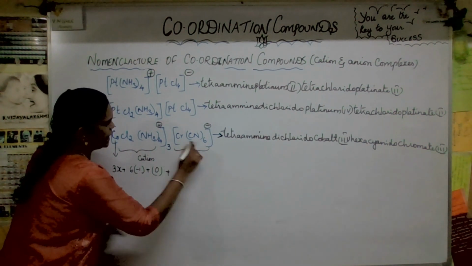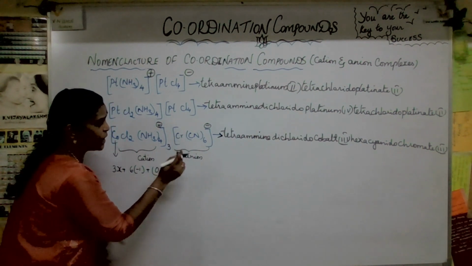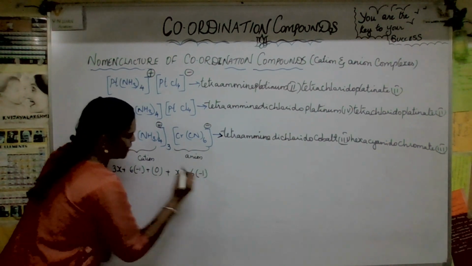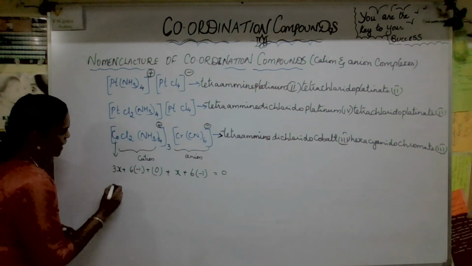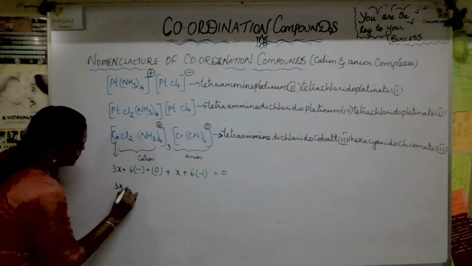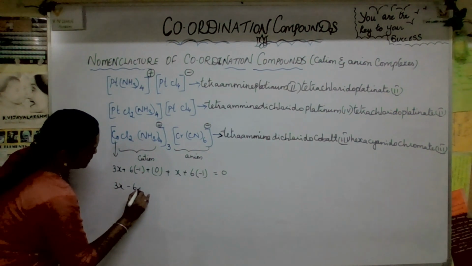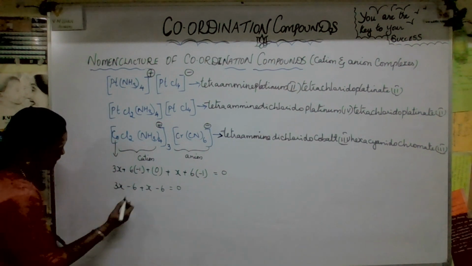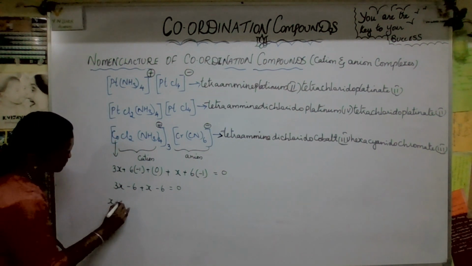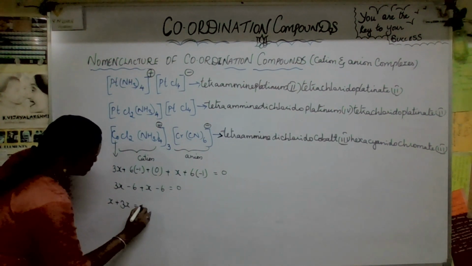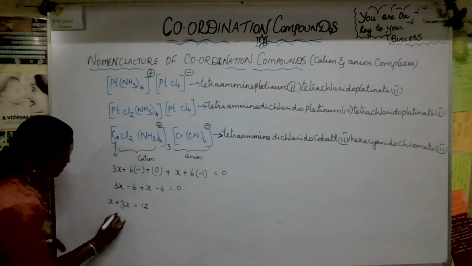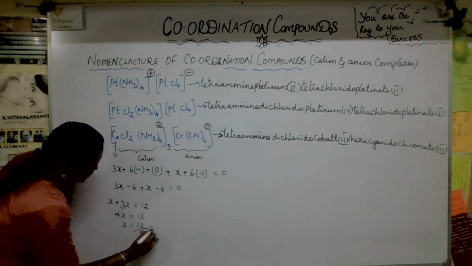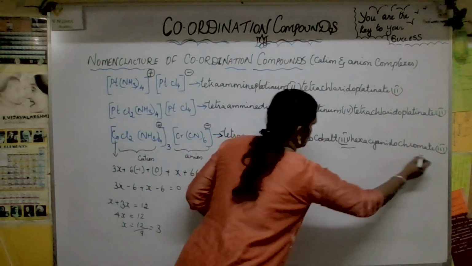So this is 0. Next one plus, here we can take the chromium ion as x, plus 6 into -1, is equal to 0. Right? Now 3x minus 6 plus x minus 6 is equal to 0. So x plus 3x is equal to 12. So 4x equal to 12. So x equal to 12 by 4, 3. So that is what it has mentioned, 3 and 3.